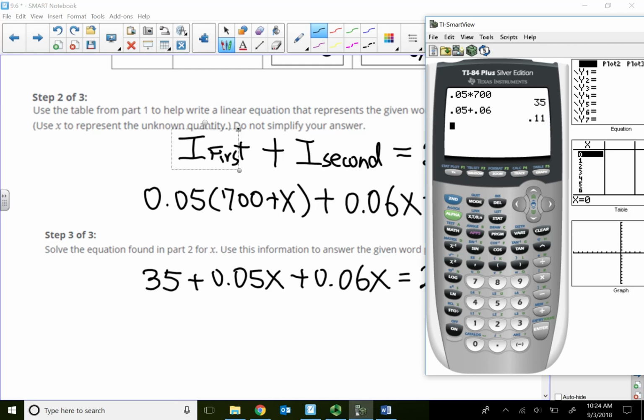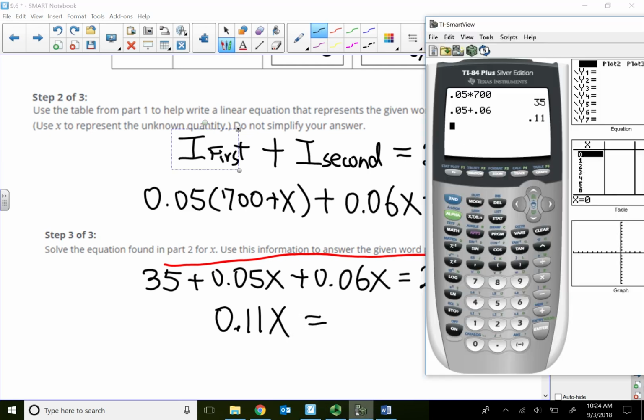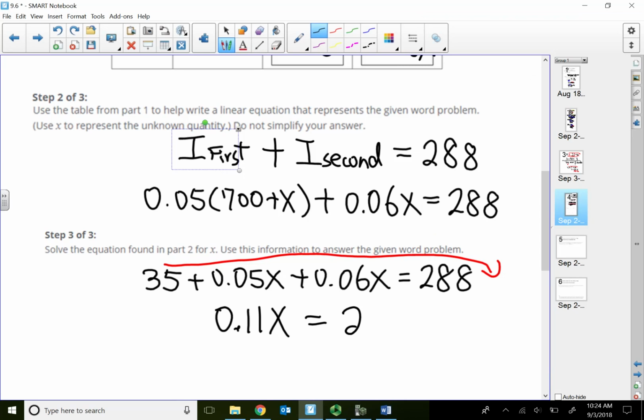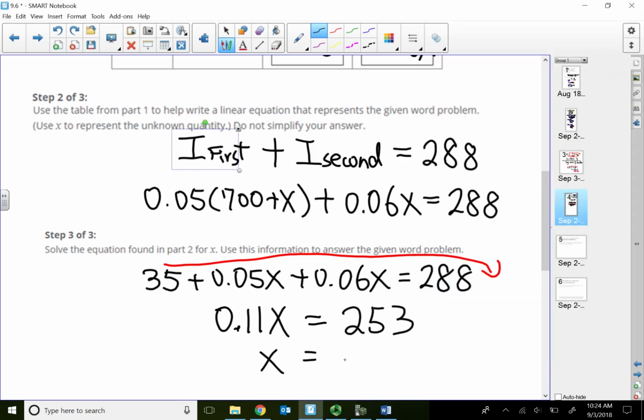Let's combine like terms: 0.05x plus 0.06x is 0.11x. At the same time, I'm going to move my positive 35 to the other side, where it becomes negative. So that will be 288 minus 35, which is 253. Divide both sides by 0.11. 253 divided by 0.11 gives my answer, $2,300.